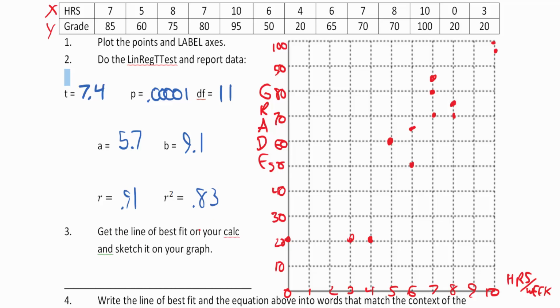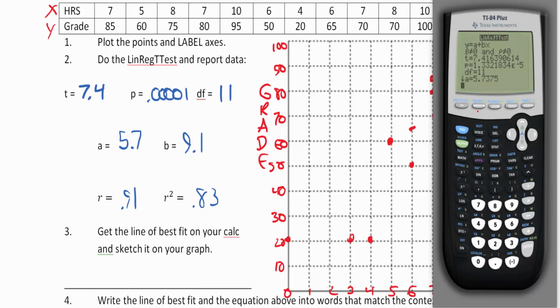Now it says get the line of best fit on your calc and sketch it on your graph. Okay, so I'm going to use my calculator to show me where my line of best fit is. And I need to see this because I want to see where the line is going through the points or around the points. Now, I clicked the y equals key, and I noticed that I had an equation in from a previous problem, so I'm going to hit clear.